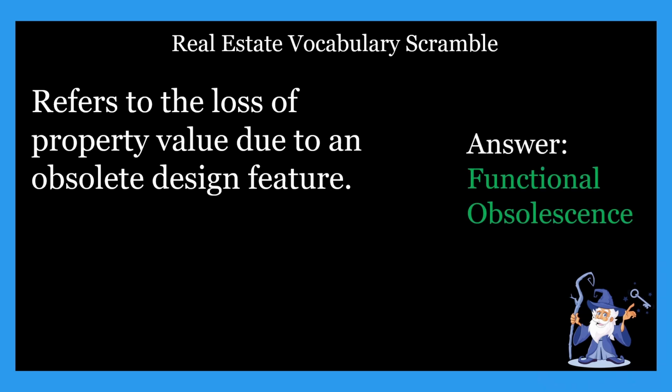Functional obsolescence. So, functional obsolescence refers to the loss of property value due to an obsolete design feature, such as an old house with one bathroom in a neighborhood filled with new homes featuring at least two bathrooms, or maybe a neighborhood filled with two car garages, but your garage only fits one. Because the old house does not have what buyers in the market want, it is said to be functionally obsolete, even if it's still in good condition and is perfectly livable.